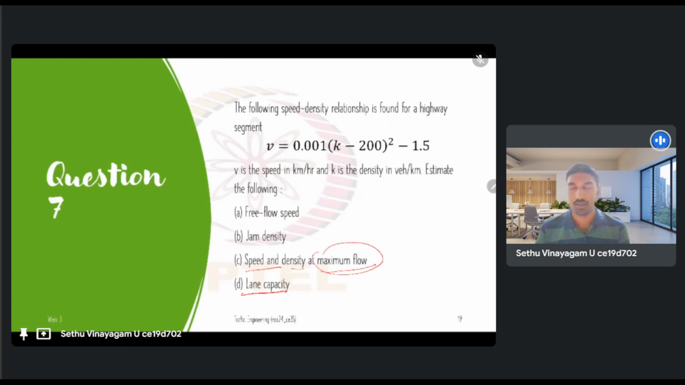So given a fundamental relationship, with that, we are coming to the end of this week's session, week number 3, where we looked at the shock waves and the queuing analysis. If you have any questions, you can post them in the discussion forum for this course, and they will be answered there.